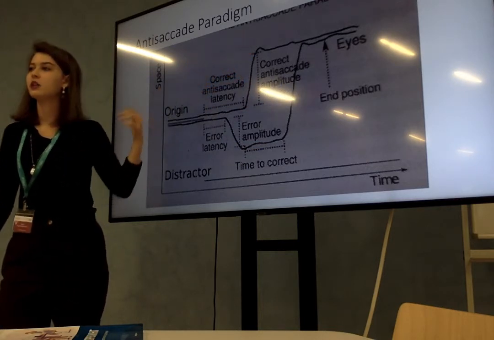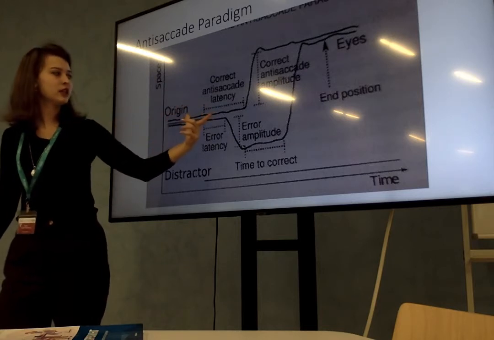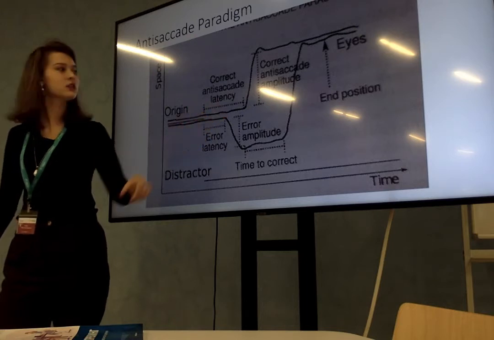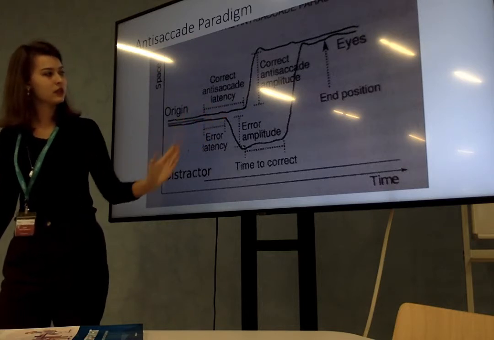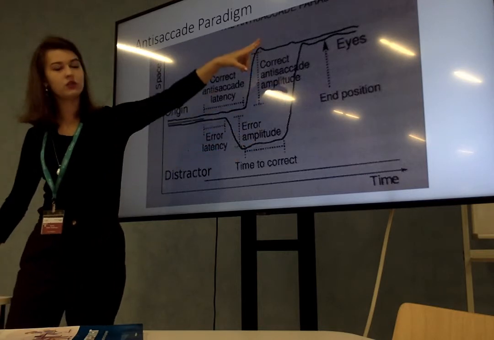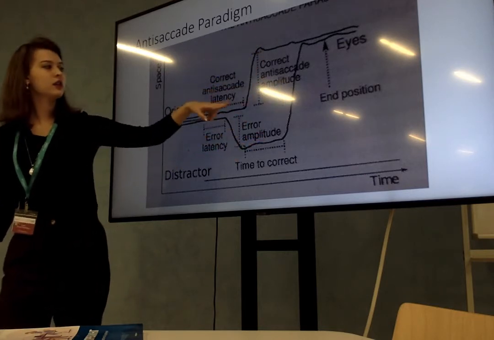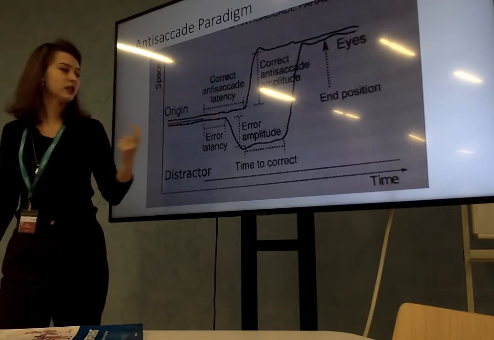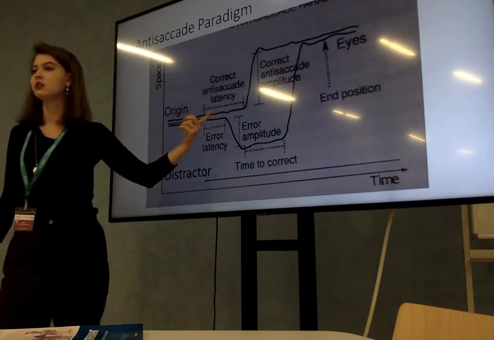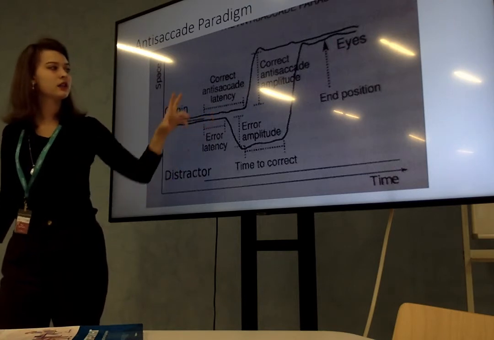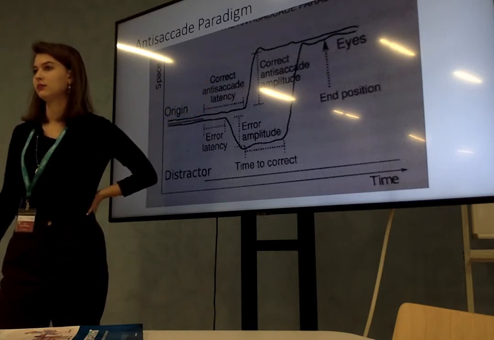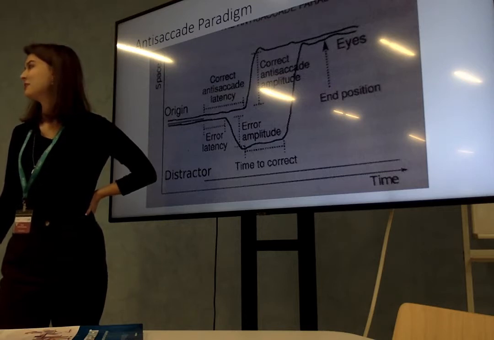In case our brain doesn't look at the distractor, we have the correct antisaccade latency. You can see that error latency is shorter than the full-time latency. And we have this difference in error amplitude. Can you see it? It's larger than the correct antisaccade amplitude. So once again, error latency is shorter than the correct latency, and the correct antisaccade is shorter than the error antisaccade. Clear so far? Yes? Go ahead.